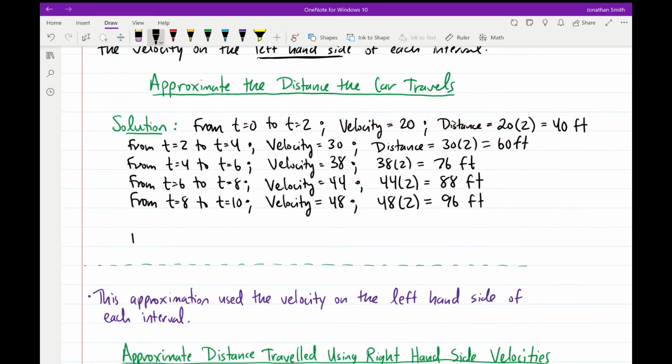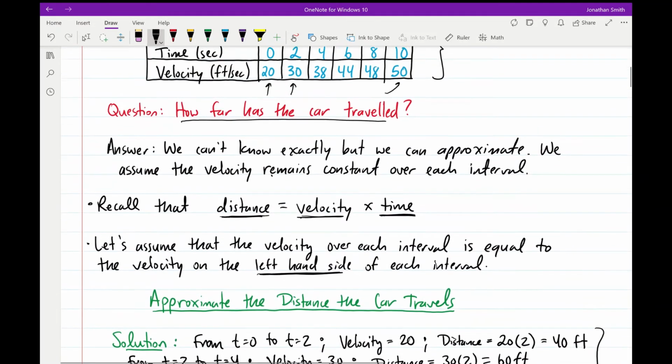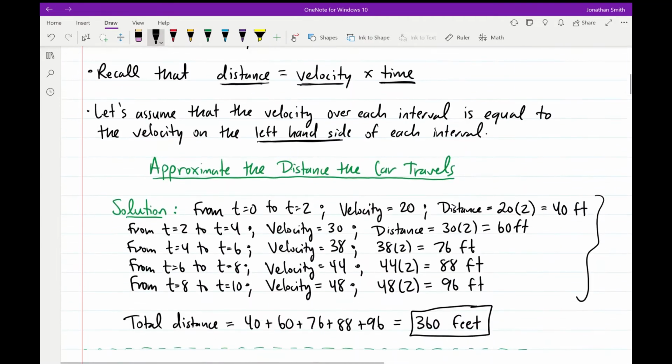So to find the total distance that the car travels, for our approximation anyways, we're going to take each of these distances that we just found and add them together. So 40 plus 60 plus 76 plus 88 plus 96. And if we add these up, put them in the calculator, we get 360 feet. So this is an approximation for how far this car has traveled using the table here.